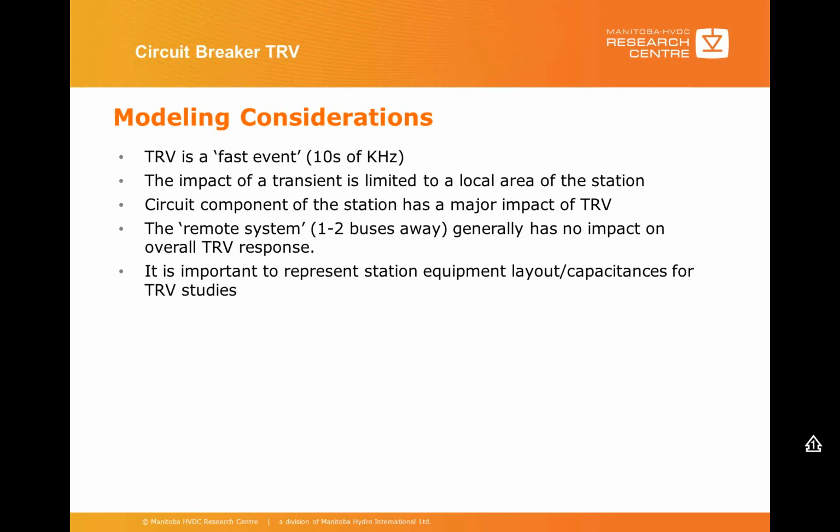The other point is that we will talk about short line faults later. For that purpose too, at least one bus away system should be modeled, representing the correct fault levels in the substation. As I said earlier, it's very important to have a representation of the station equipment, including all the stray capacitances.